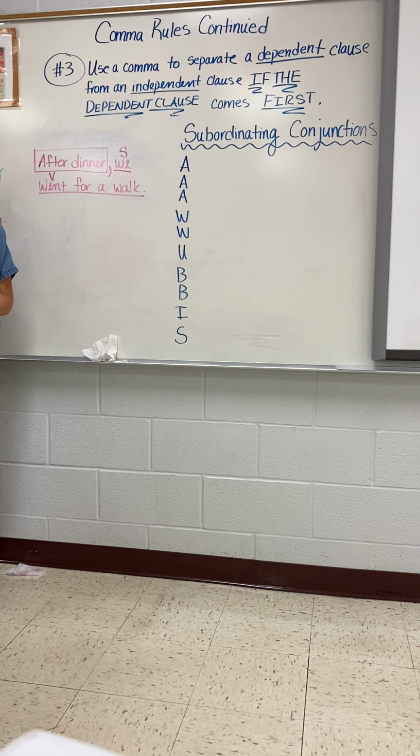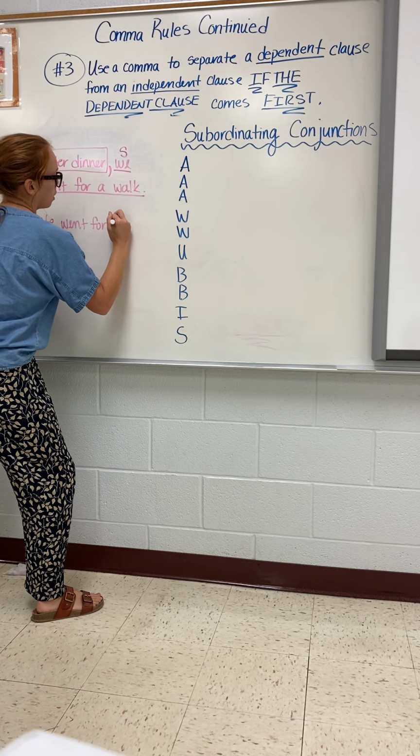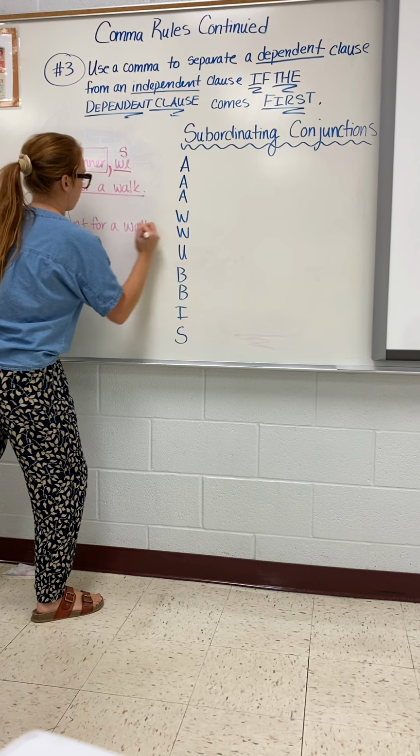So again, the exact same sentence. We went for a walk after dinner. Even though it's basically saying the same thing, I don't have to use a comma here because my independent clause, right, got my subject and my verb, came before my dependent. See the difference? Now, let's say that you're not 100% sure where the independent ends and the dependent begins, okay?